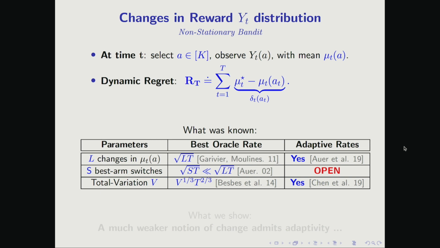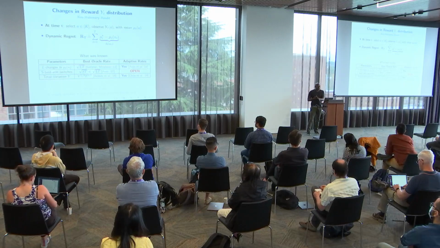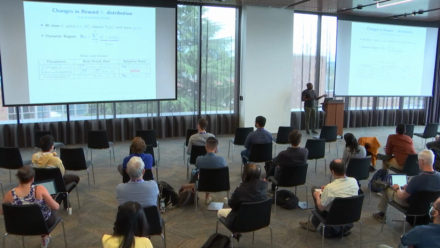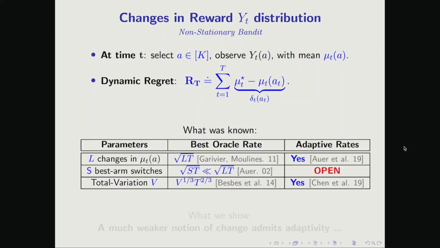Here I had a little problem as to who to credit for this rate. You'll see that I credit Peter Auer in 2002, and yet this rate subsumes the rate above where I credit Garivier and Moulines. But it's because the assumptions are a bit different in all these papers, and it's hard to give attribution correctly. In any case, it was known that in terms of best arm switches, the best rate should be about square root ST. But it has remained open whether there is an algorithm that can attain the square root ST rate.